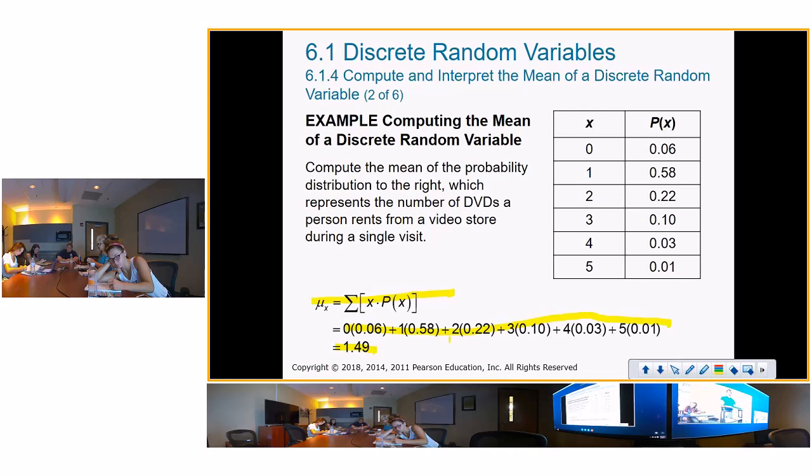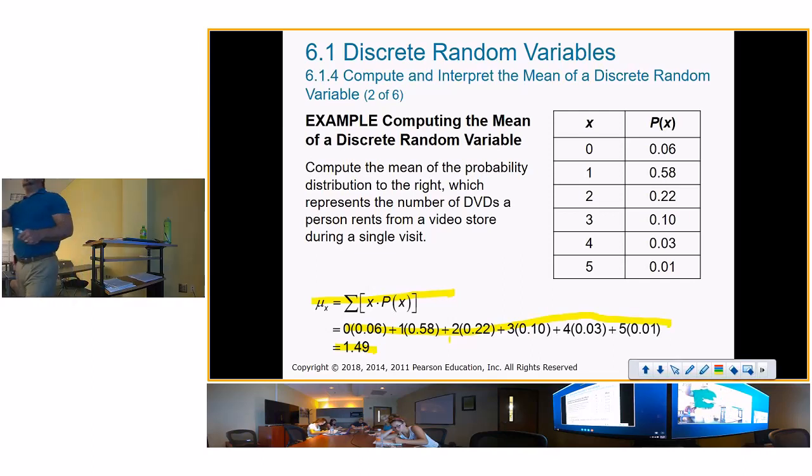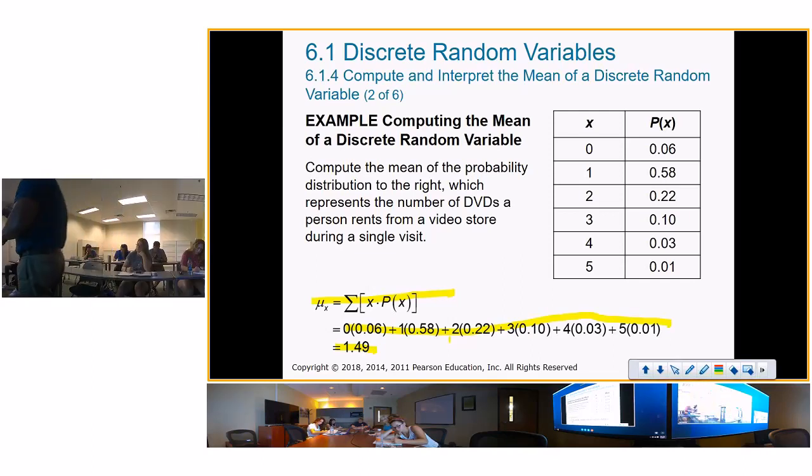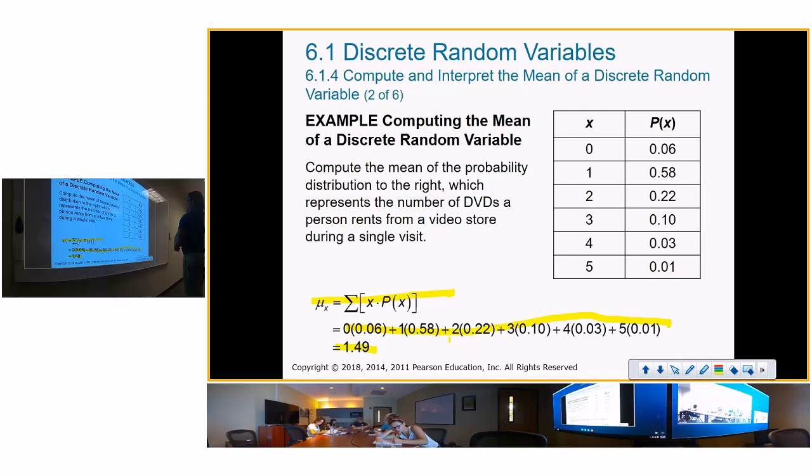I want you to draw a column and put the X. I want you to draw a column and put the P of X. And then I want you to draw a third column, and I want you to label it what? P times X. X times P of X.